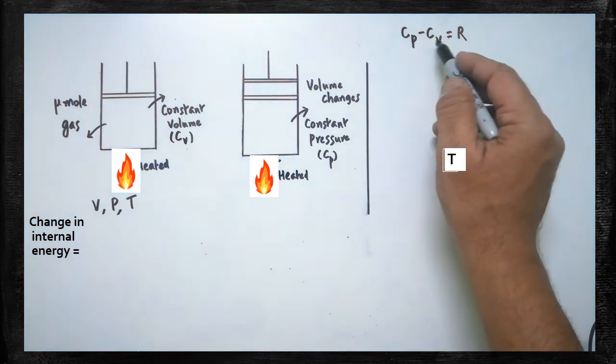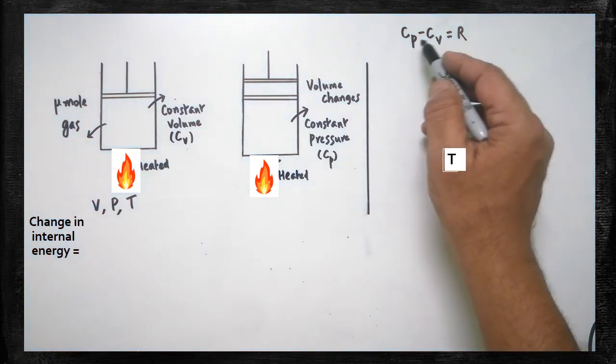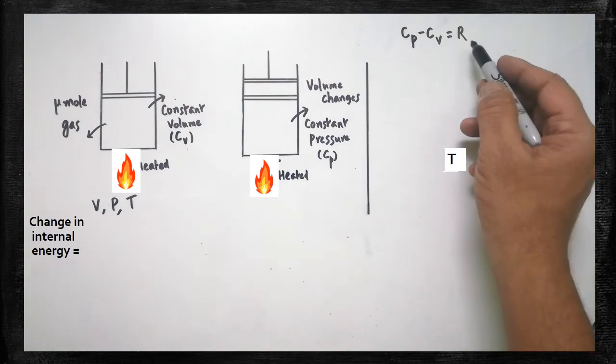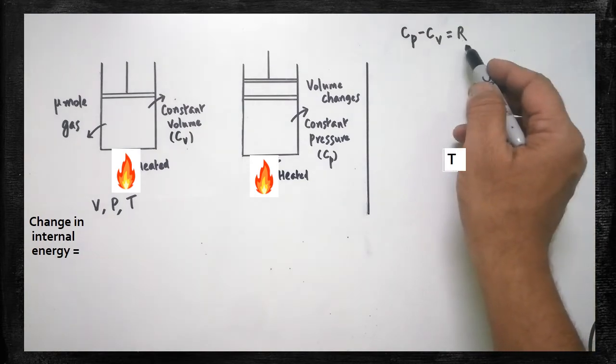Here the difference between Cp and Cv is equivalent to the universal gas constant. So this is the relationship. Always Cp is greater than Cv. The difference gives you what? The universal gas constant. We are going to derive this expression now.